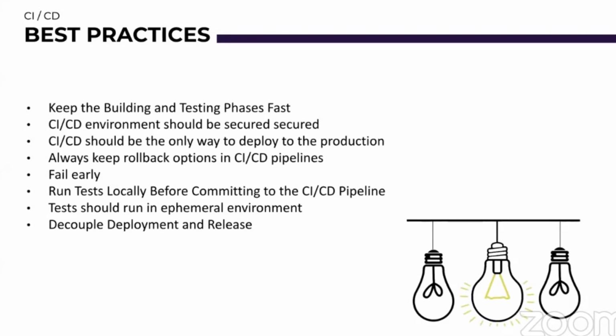Now, CI/CD pipelines are only as successful as the last person using them, and all of the effort in developing CI/CD fails if it's not adopted by the team. So CI/CD should strictly be the only way to deploy to production. In fact, rollbacks should be deployed by the same pipeline.